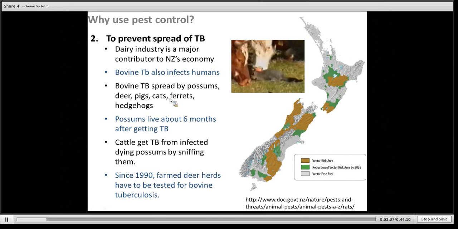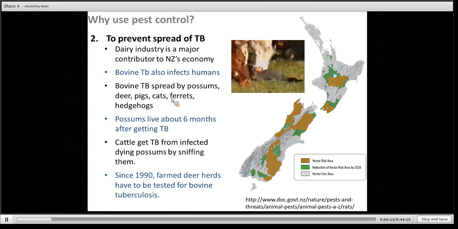Now, the bovine TB can be spread by possums, by deer, pigs, cats, ferrets, and even hedgehogs. The problem with possums, though, is that because there's so many of them, and they are quite susceptible to this bovine TB and get it, they tend to die within 6 months, but it tends to disorientate them, so they leave the trees, they leave those sort of more dark places, they go out into the paddocks and tend to die in the paddock area. Not all of them, but some of them.